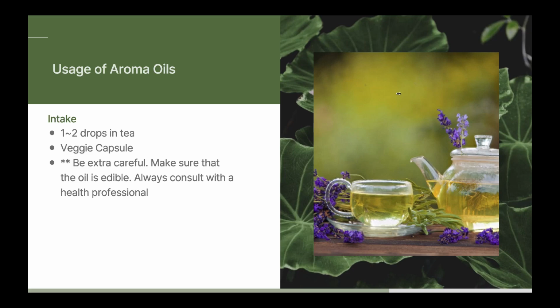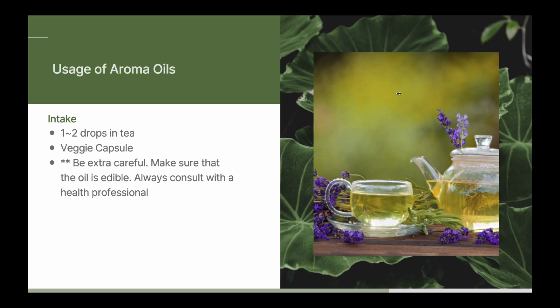Also, when you use oils for health purposes or as medicine, you can also use veggie capsules. So what you can do is put 1 to 2 drops inside these capsules and you can just swallow it. If you don't like the taste of the oil, that is a good way to eat it. And also, it really heightens the benefits and the effects of the oil. So if you're taking it for medical purposes, I actually recommend taking it through veggie capsules.